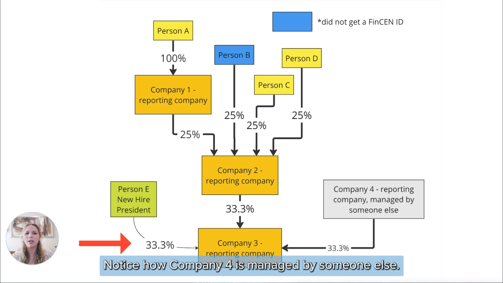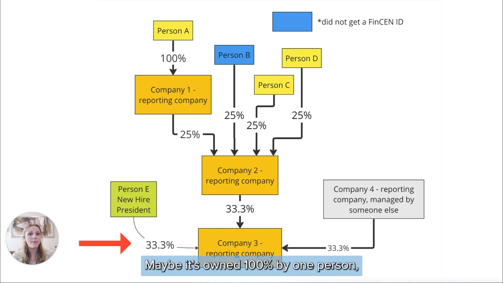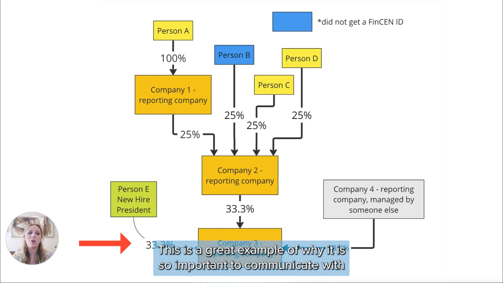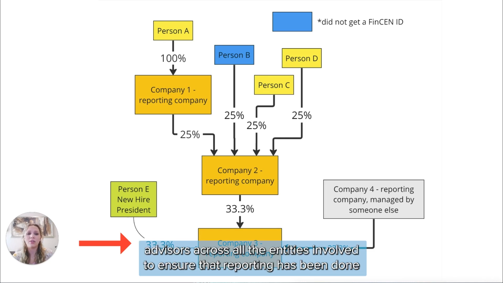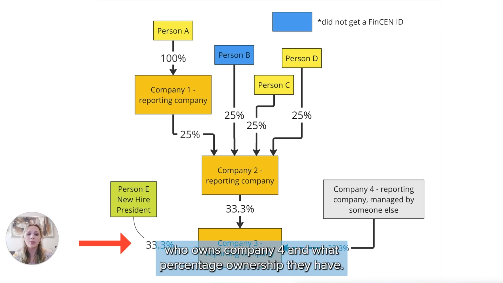Notice how Company 4 is managed by someone else, though, and we don't exactly know who the owners of that entity are. Maybe it's owned 100% by one person, which would result in them needing to be on the report. This is a great example of why it is so important to communicate with advisors across all the entities involved to ensure that reporting has been done accurately. In this case, the professional would want to find out who owns Company 4 and what percentage ownership they have.